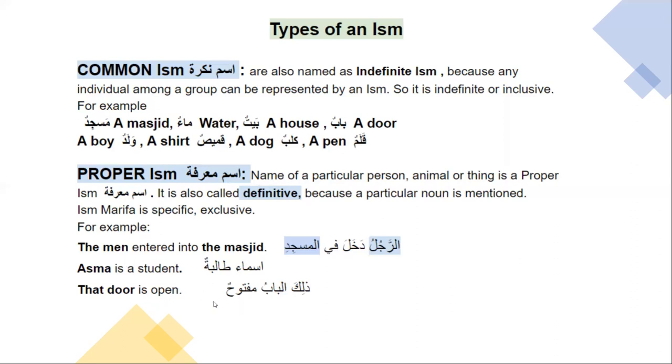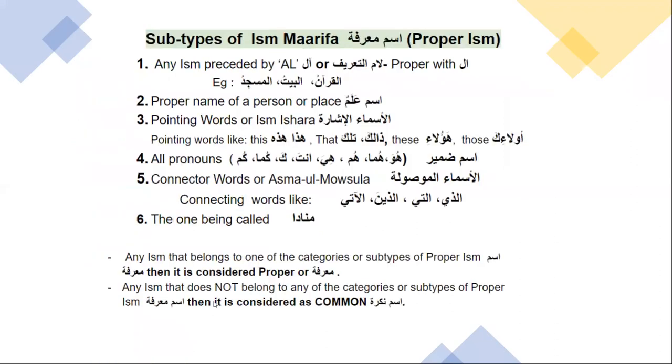These are the three examples, and let's learn the subtypes of ism marfa. So there are different subtypes. We just learned that ism has two types, ism-e nakra and ism-e marfa. Now we are learning the types of ism-e marfa.